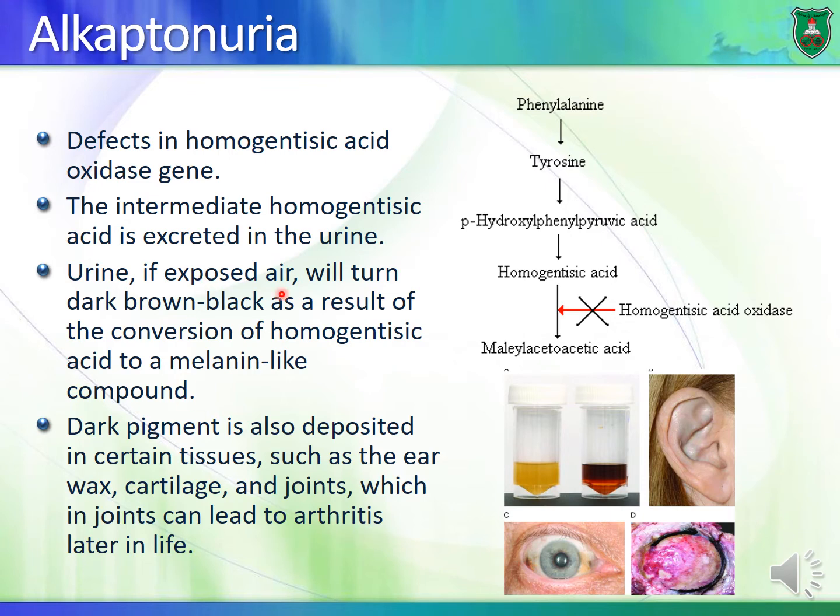Now, this can be detected. Deficiency of this enzyme can be detected by exposing the urine to air, and that results in its oxidation and conversion to a dark, brown-black color, and you can see the accumulation of homogentisic acid in tissues.